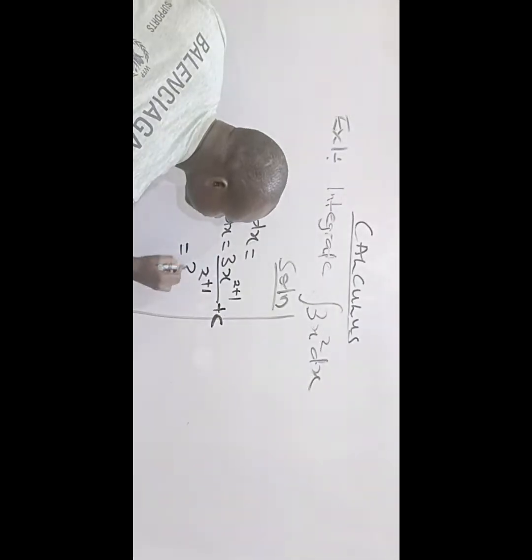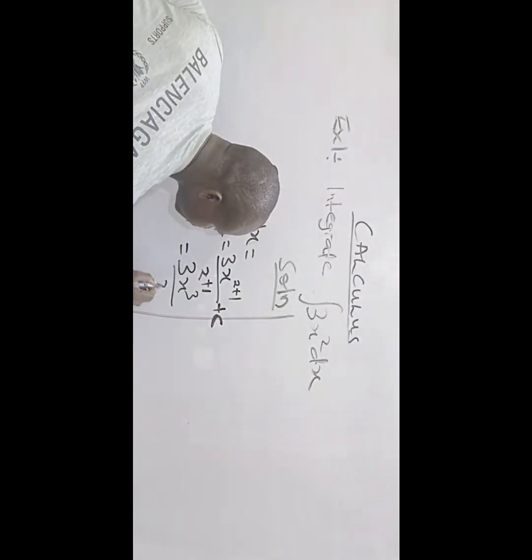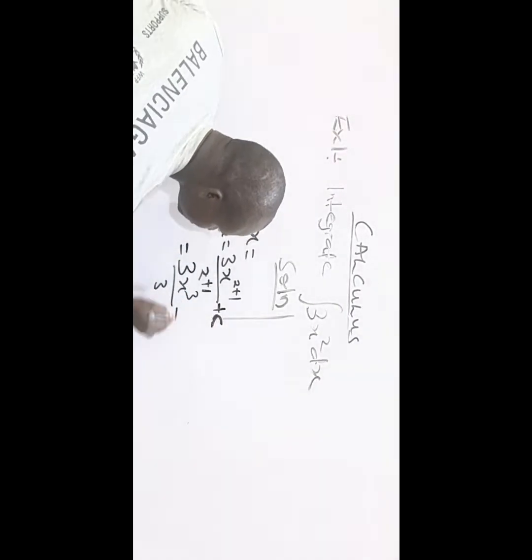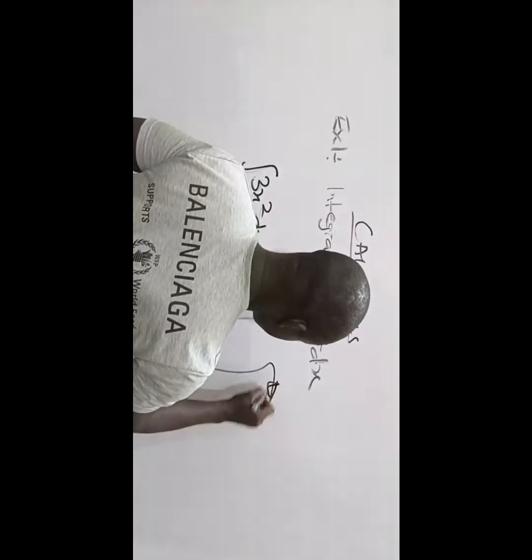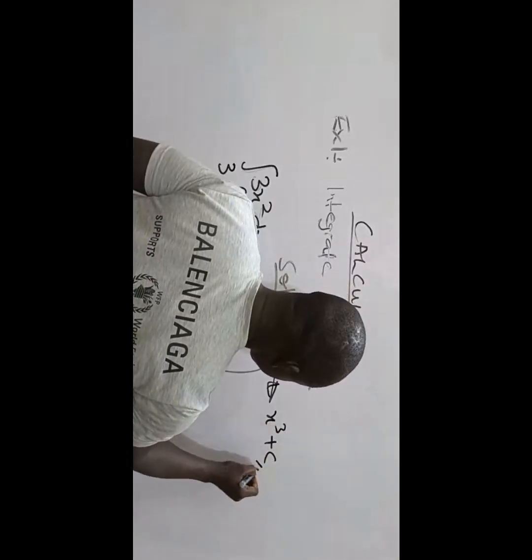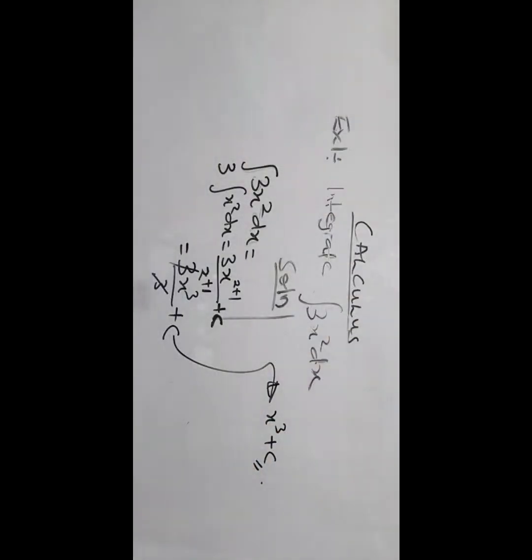At the end of the day, we are going to have 3x cubed over 3 plus an arbitrary constant. The 3 cancels the 3, so the final answer will be x cubed plus an arbitrary constant. This example one that I gave is an example under indefinite integral, so that arbitrary constant must be there. You have to include the arbitrary constant when you integrate.